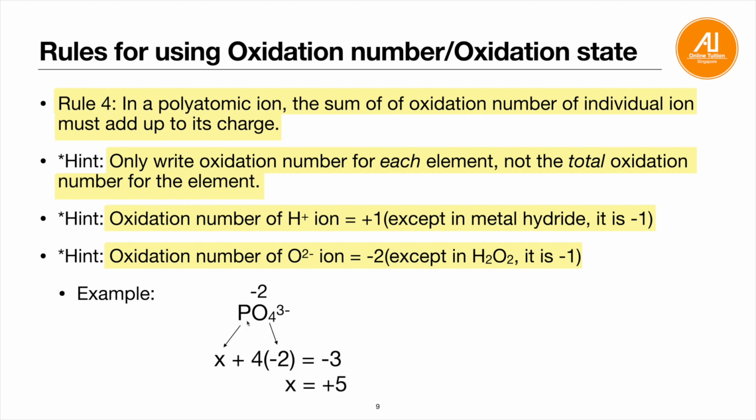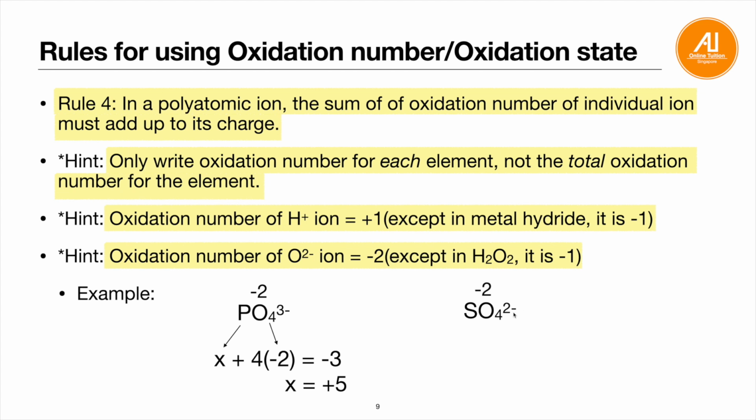+5. Okay, phosphorus is group 5, so it kind of makes sense. Got it? Okay, so the individual atoms or individual ions add up must equal the overall charge here, which is -3. One more example, SO4 2-.